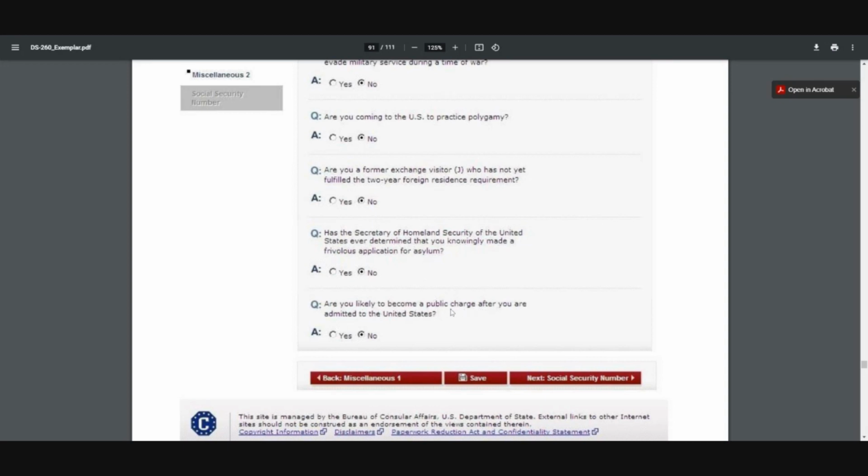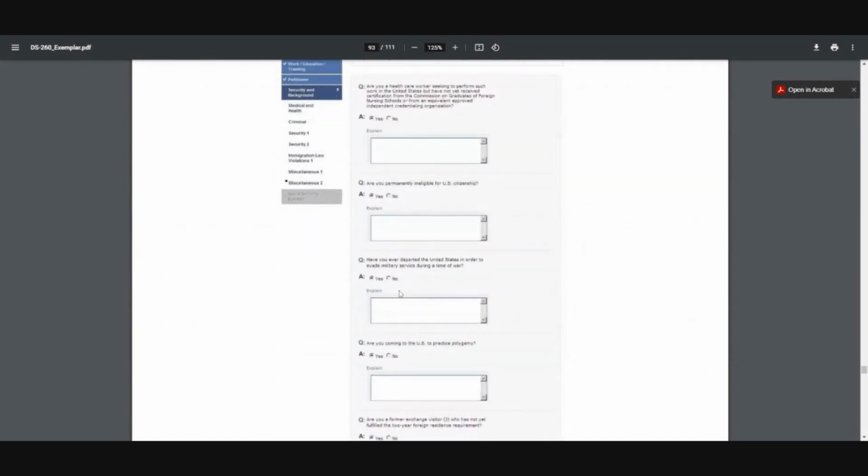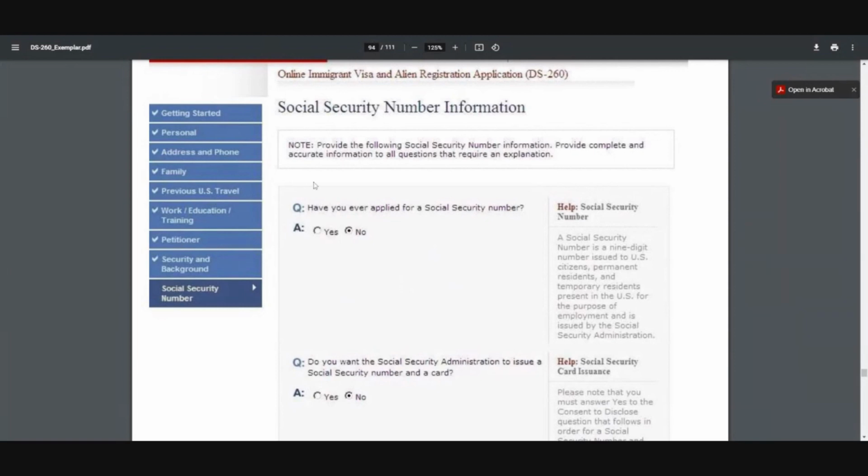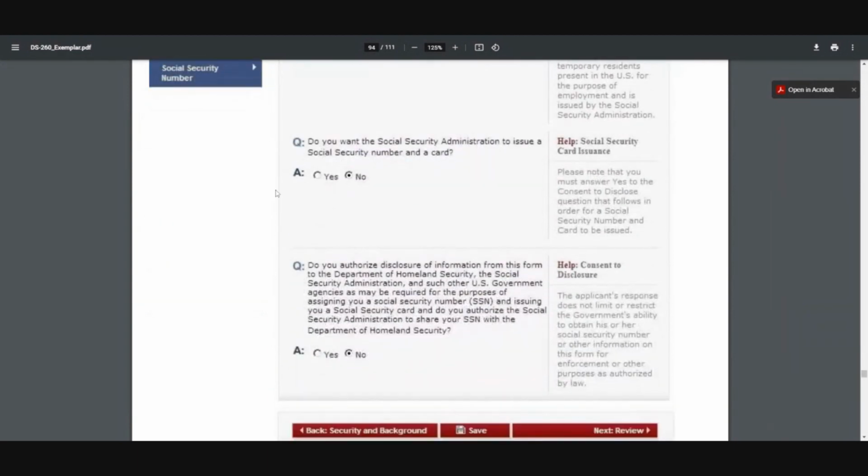And then, are you likely to become a public charge? A public charge, I said, is when you don't have a host or you don't have anywhere to go. So make sure that you indicate the information of your host so that they know that you know where you're going, and they know that you have someone who is going to guide you in knowing the stuff in this country. Now, they will also ask you about the social security number, and I'm going to talk about the social security number later. If you have ever had it, say yes or no. If you want them to give you a social security number, they will ask you, even if you have never had one. See, they are asking you there.